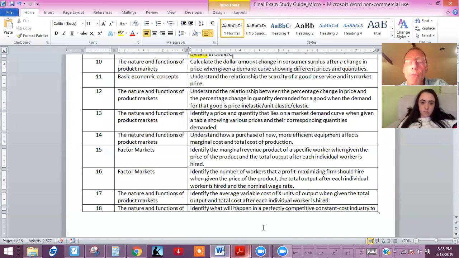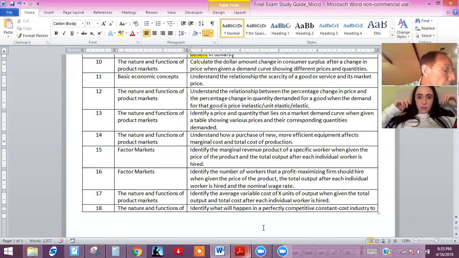Okay. Understand how a purchase of new, more efficient equipment affects marginal cost and the total cost of production. Increased efficiency, but what would that do to the marginal cost curve, the supply curve? Would it shift to the right? Exactly. Very good. Because it can make more faster.